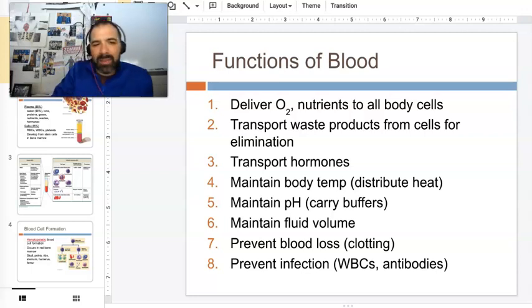AP or anatomy and physiology, whenever you watch this, this is going to be the presentation over blood, which will be our next chapter. We're going to do blood and then the heart and cardiovascular systems, probably about 2 or 3 weeks. So, functions of blood.